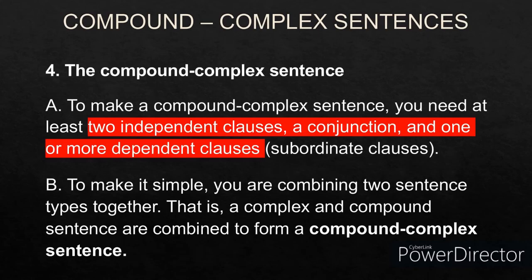Now the fourth one is the compound complex sentence. Now what do you mean by compound complex? It is a combination of a compound sentence and a complex sentence. So it will contain two independent clauses, one or more dependent clauses, and a conjunction. I repeat, it will contain two independent clauses and one or more dependent clauses and a conjunction. Here you have to remember one thing, that a compound complex sentence is a combination of a compound sentence and a complex sentence. So it will contain two independent clauses, a conjunction and one or more dependent clauses.